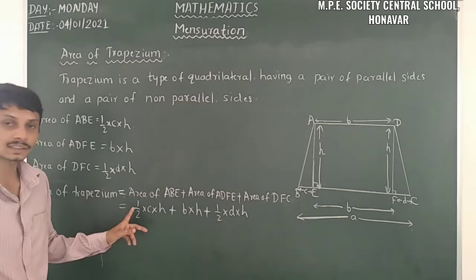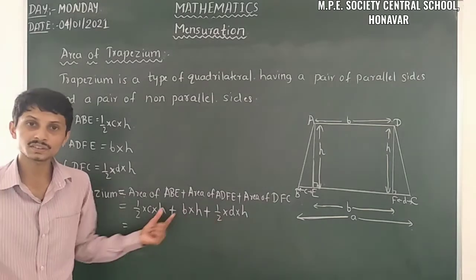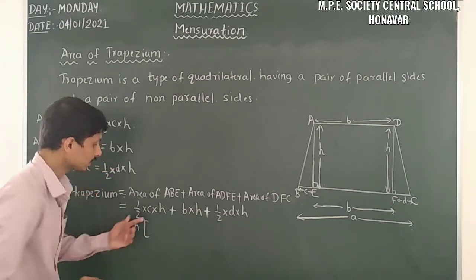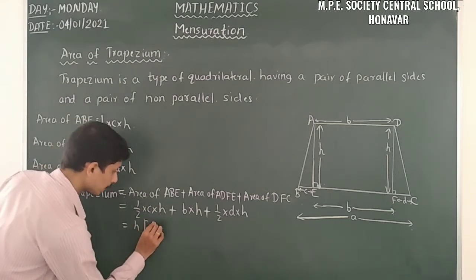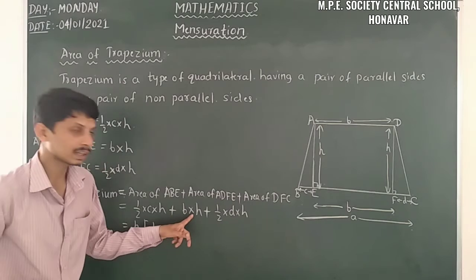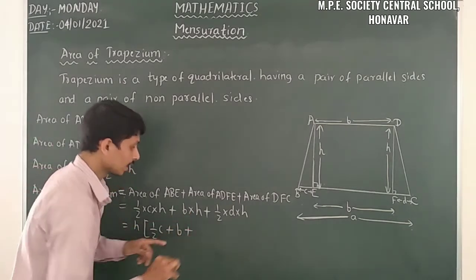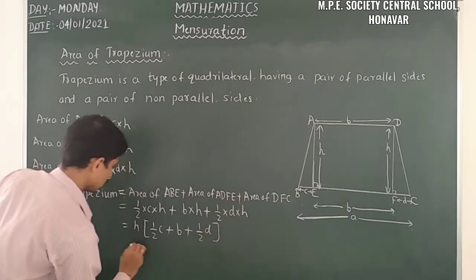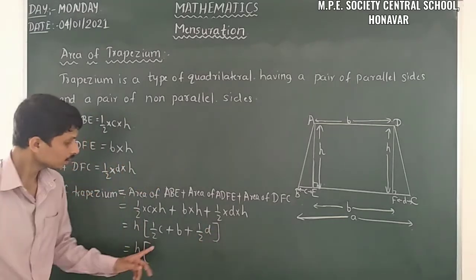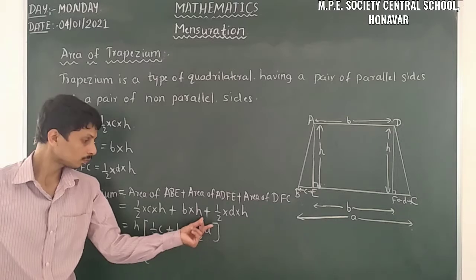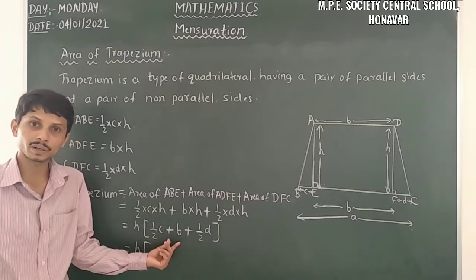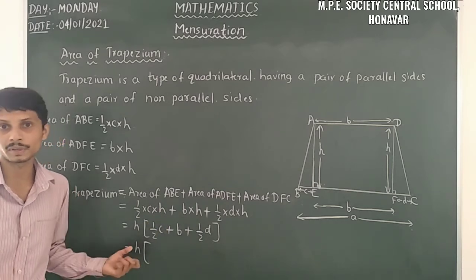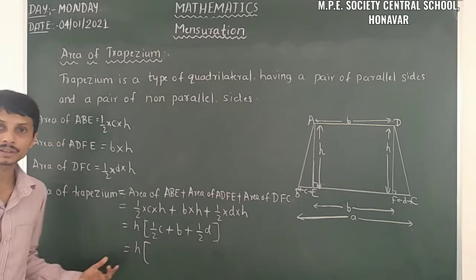So here in this case, just observe H is common for all these terms. So that's why we can take H outside. When we take out H here, only 1 by 2 C remains. Plus when we take out H here, only B remains. And when we take out H here, only 1 by 2 D remains. Just observe, 1 by 2 is common for these two, but here it is not there. So that's why we can take out the LCM of the denominators here.